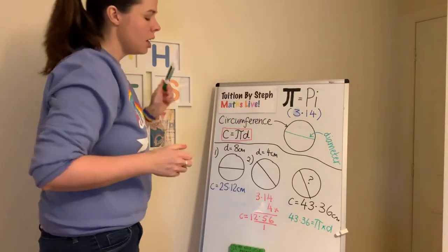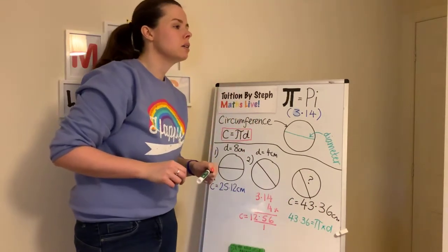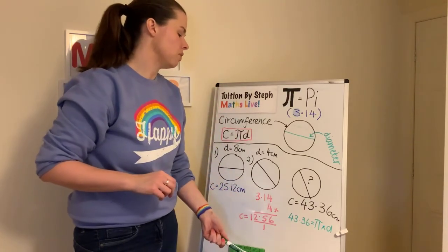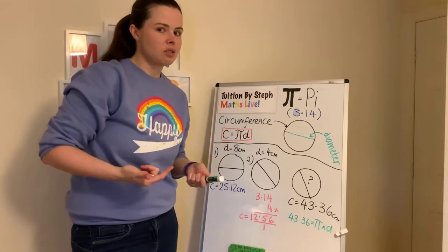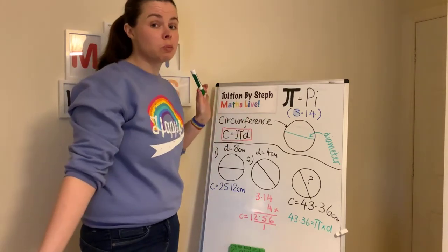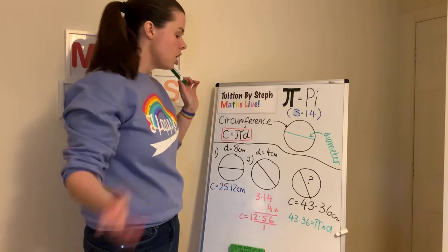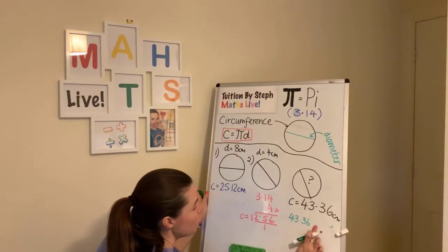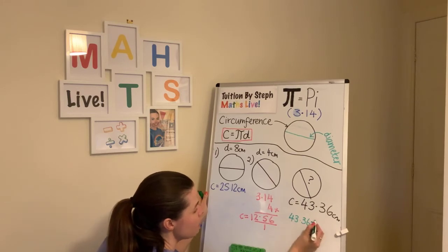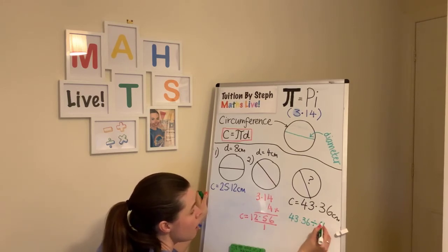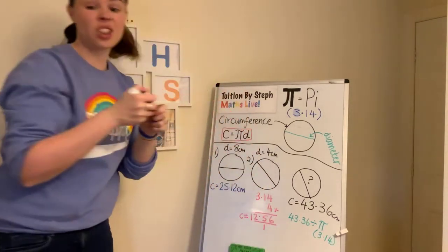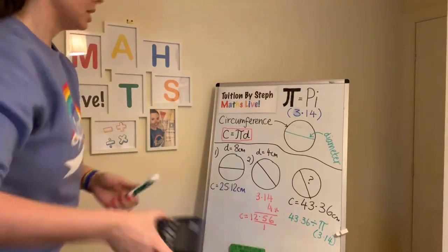So if we multiplied 3.14 by D to make 43.36, the inverse of multiply is, what's the opposite of multiplication? Division. So we have to divide 43.36 by pi, or 3.14. This is why I wanted you to have your calculator, because you can only really do that on a calculator. So let's get a calculator.